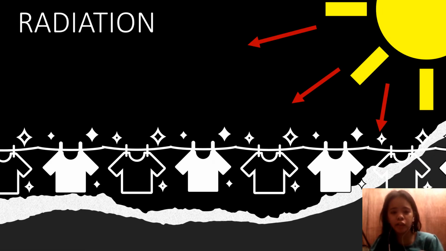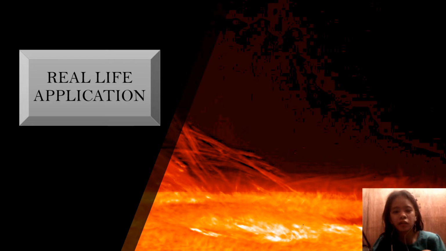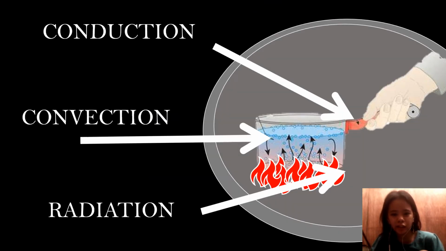So this is an example of radiation. From the sun, there is heat and it's drying up the clothes. A real life application is that these three modes of heat transfer are happening at the same time. Conduction, where there is a gradient. Convection, which is heat from solid to liquid, from the water. Then radiation is the heat from the fire that is going around in the air.